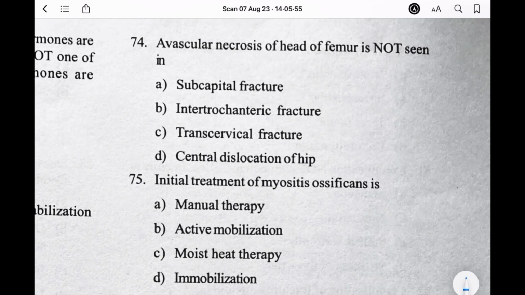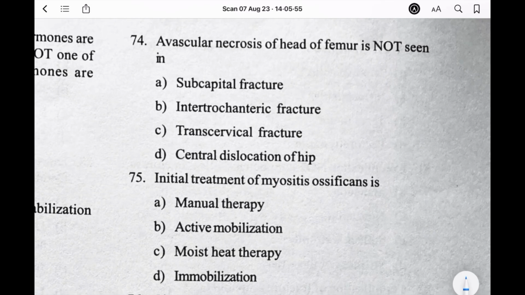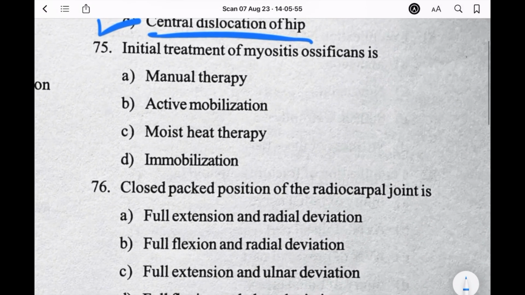Then question number 74. Avascular necrosis of head of femur is not seen in. Options are subcapital fracture, intertrochanteric fracture, transcervical fracture, and D, central dislocation of hip. So the correct answer is D, central dislocation of hip, because here there is dislocation and not the compromise or cut of the vascular supply of the head of femur that is causing the avascular necrosis, and which is due to these conditions or these fractures.